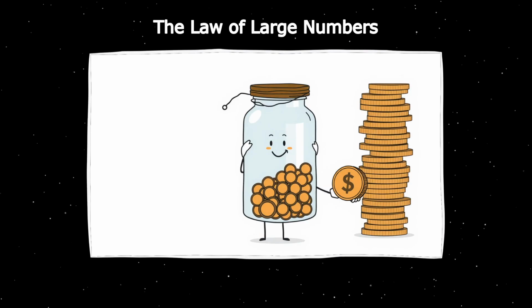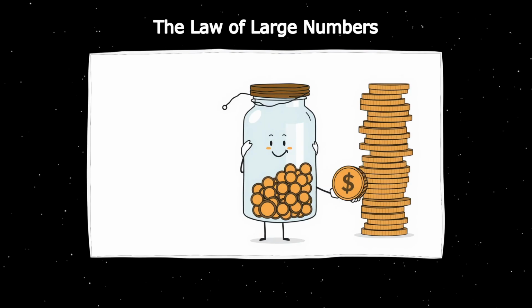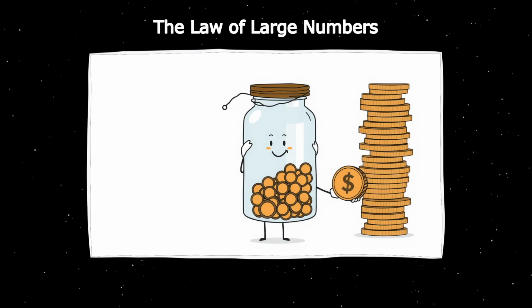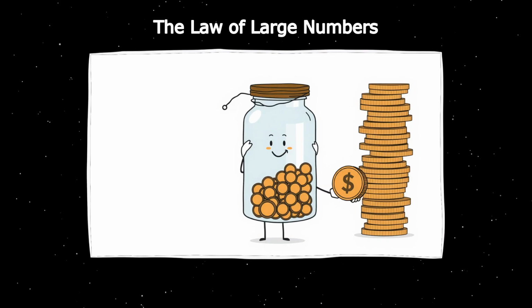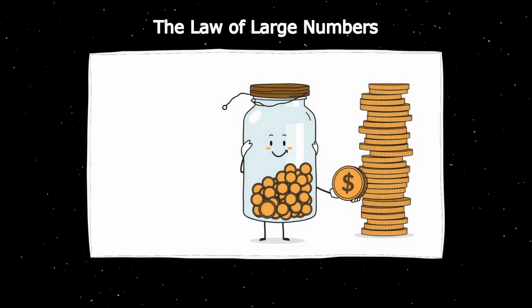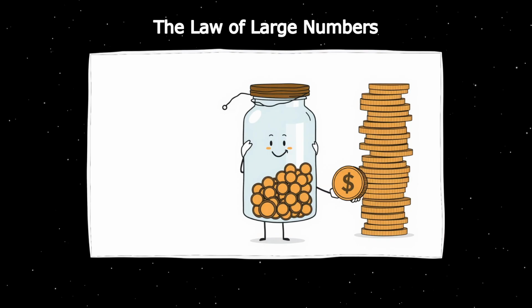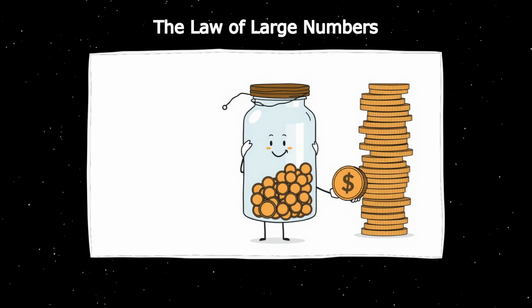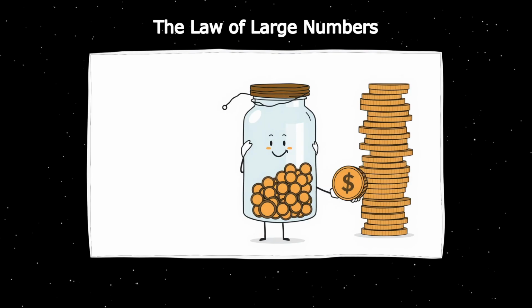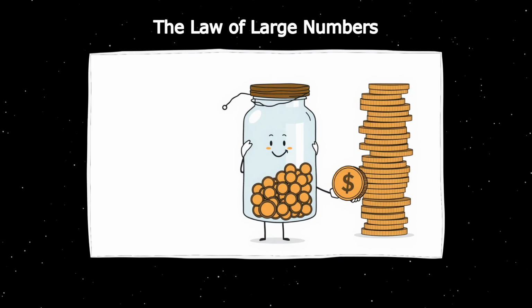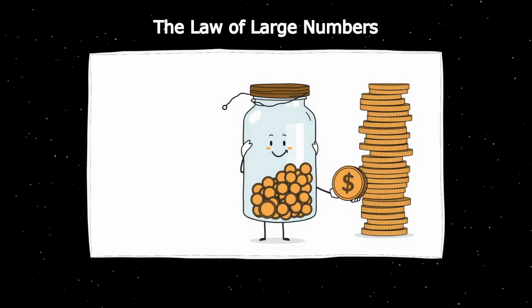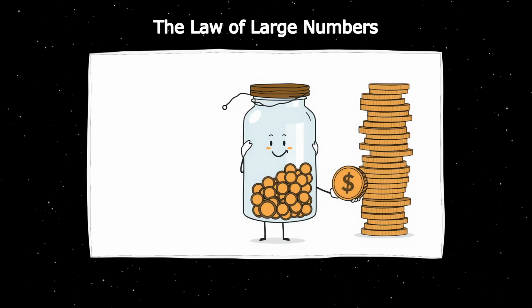As the number of flips increases, the proportion of heads and tails will begin to stabilize. If the coin is fair, you would find that roughly half the flips result in heads and half in tails. This behavior illustrates the law of large numbers perfectly. This law states that as the size of a sample increases, the sample mean will get closer to the expected value of the population mean.